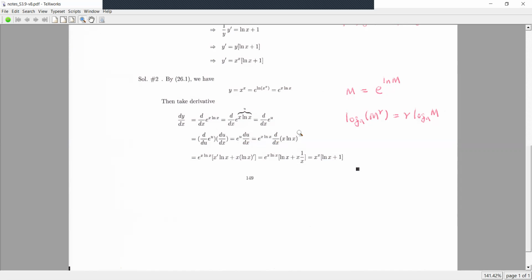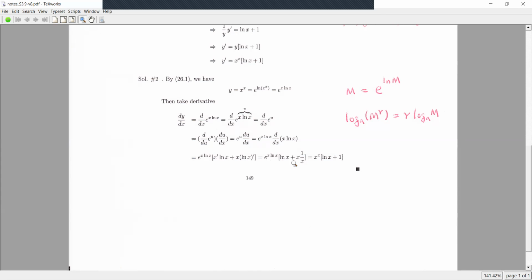To compute this derivative, I use the product rule. Then I have this equation. Derivative of x is 1. Derivative of natural log is 1 over x.